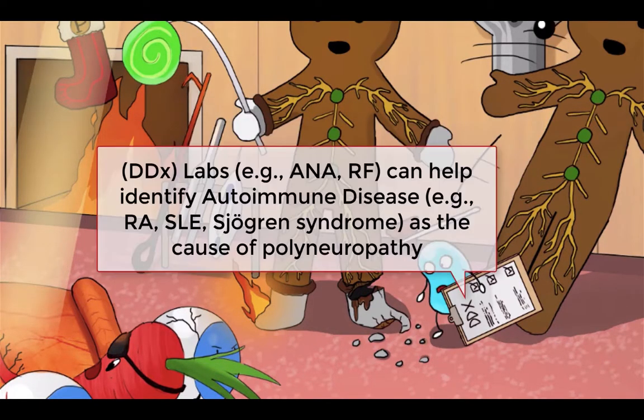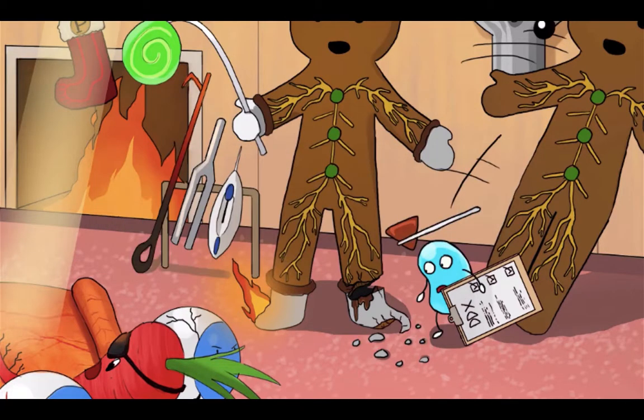And finally, in patients with other features of autoimmune diseases, such as rheumatoid arthritis or Sjogren's syndrome, order screening labs such as an ANA and rheumatoid factor to distinguish those conditions from diabetic neuropathy. In addition to these conditions, if there's anything atypical about your patient's presentation, such as acute onset, asymmetry, or predominant motor involvement, that's yet another clue that diabetic neuropathy may not be what's going on.